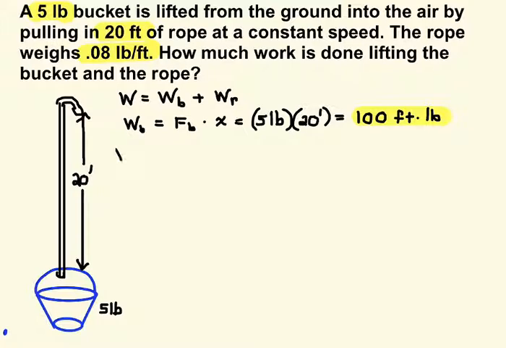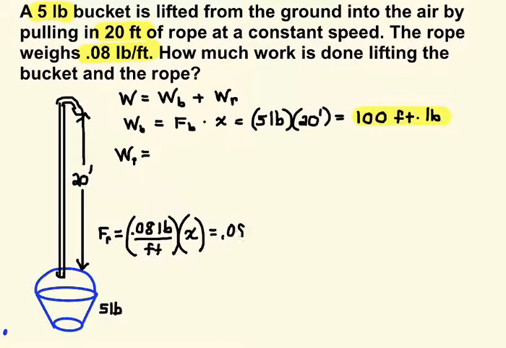Now we're going to look at the work done to lift the rope, and this is where it gets a little bit interesting. Because we're going to lift this rope. The rope has a weight. Now, let's write this over here. The force of the rope, R, is equal to 0.08 pounds per foot. Well, how much the rope weighs depends on how much rope we have. So let's say the amount of rope we have is X. So the force of the rope is 0.08 X.